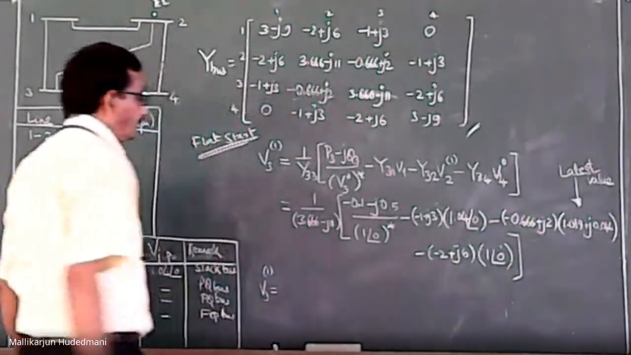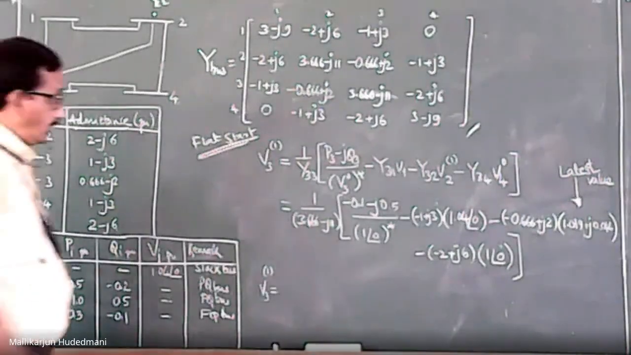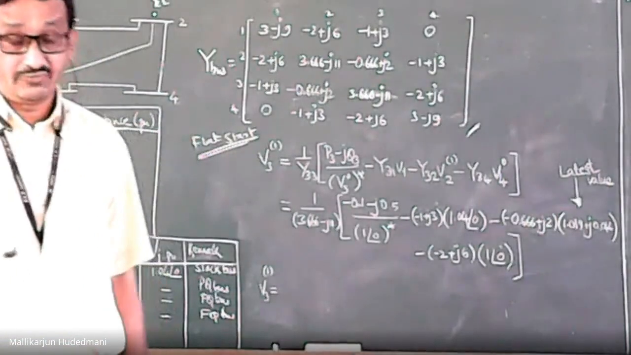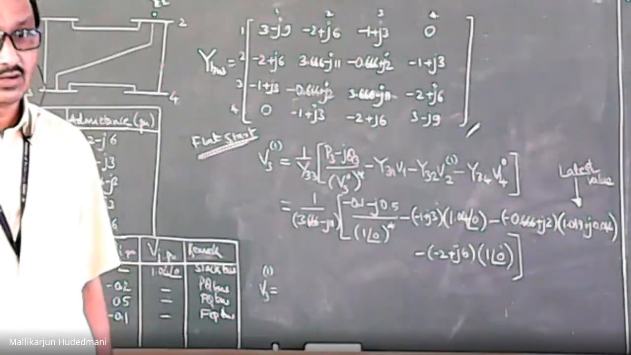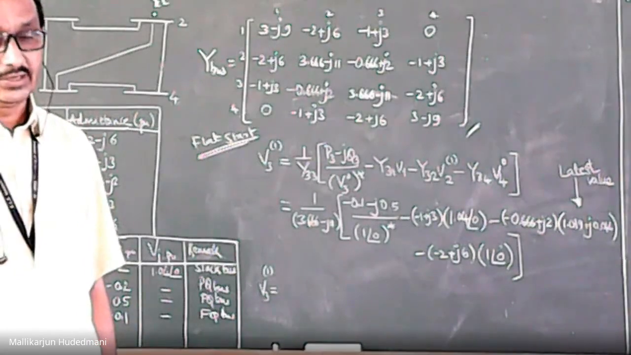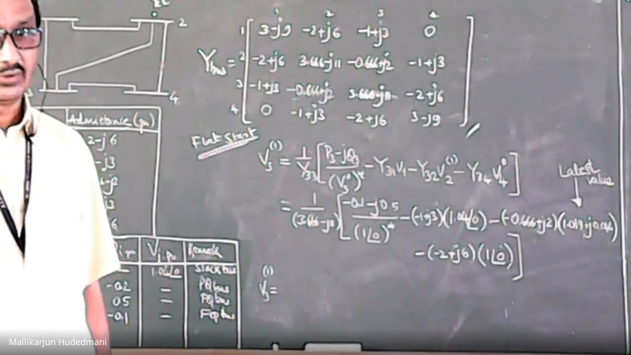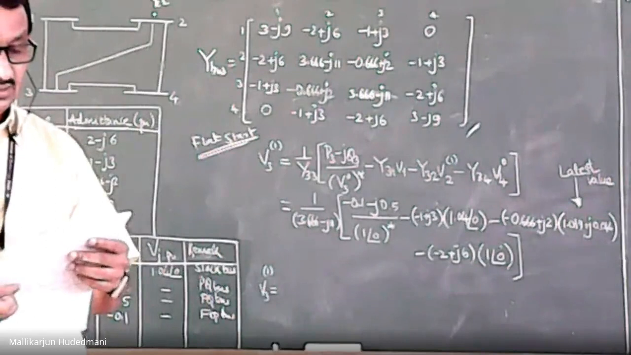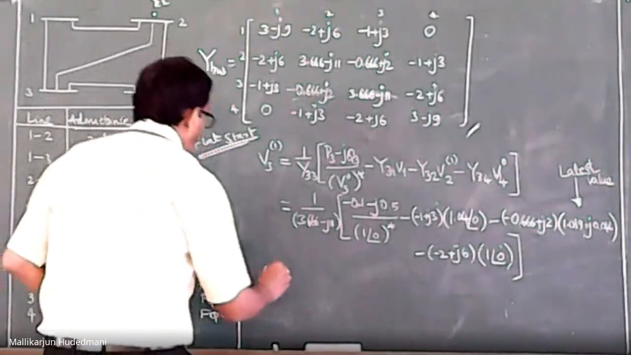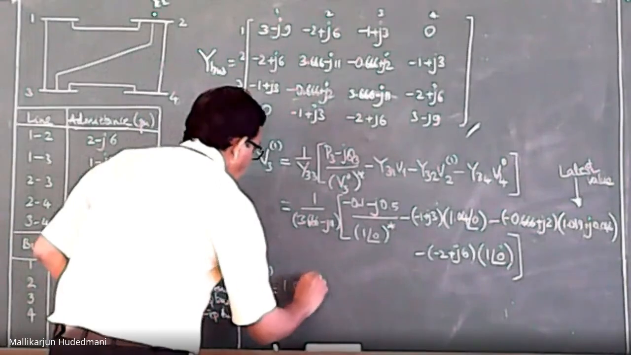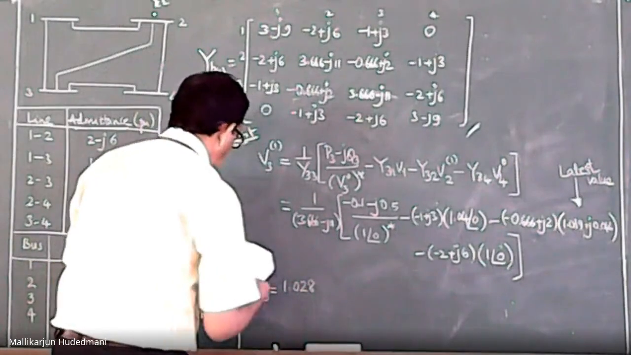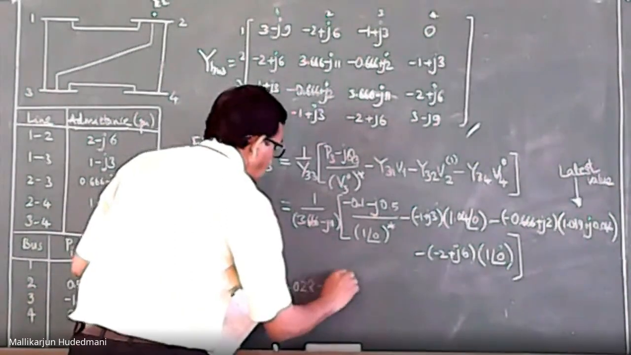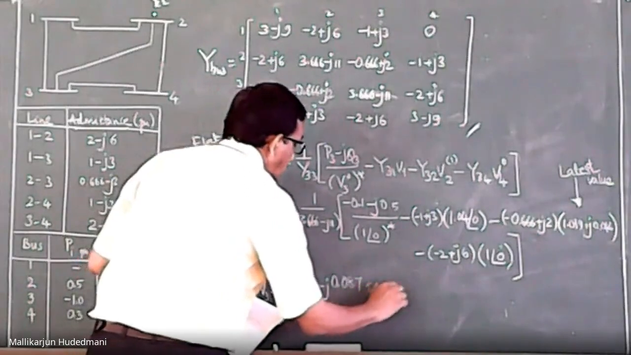refers to the numerical solution of this. When I solve it, you need to work with the help of a calculator, or if you are familiar with MATLAB, you can put this command on the MATLAB window and you can work it out. There you have to use I instead of J, that you must know. If I operate it, I will be getting the answer 1.028 minus J 0.087 pu.